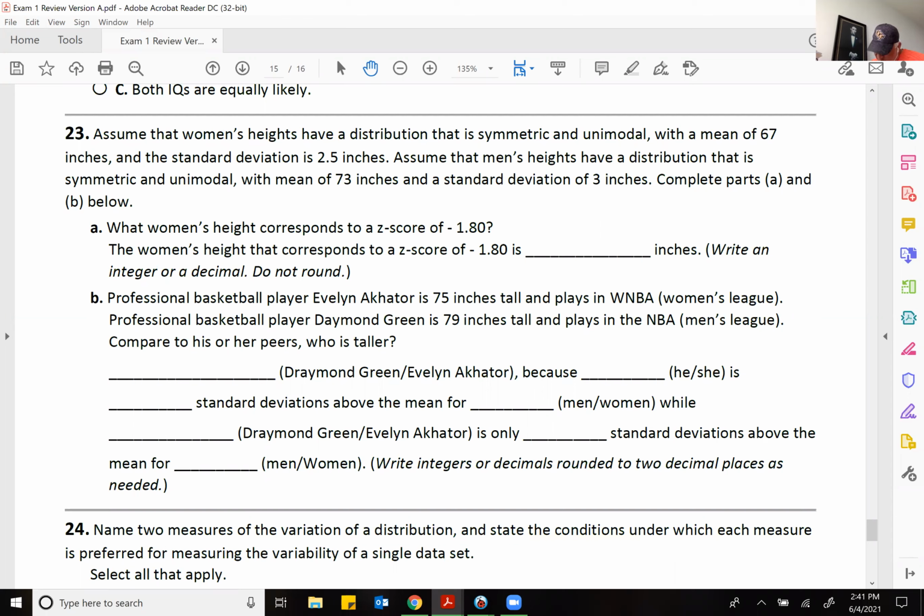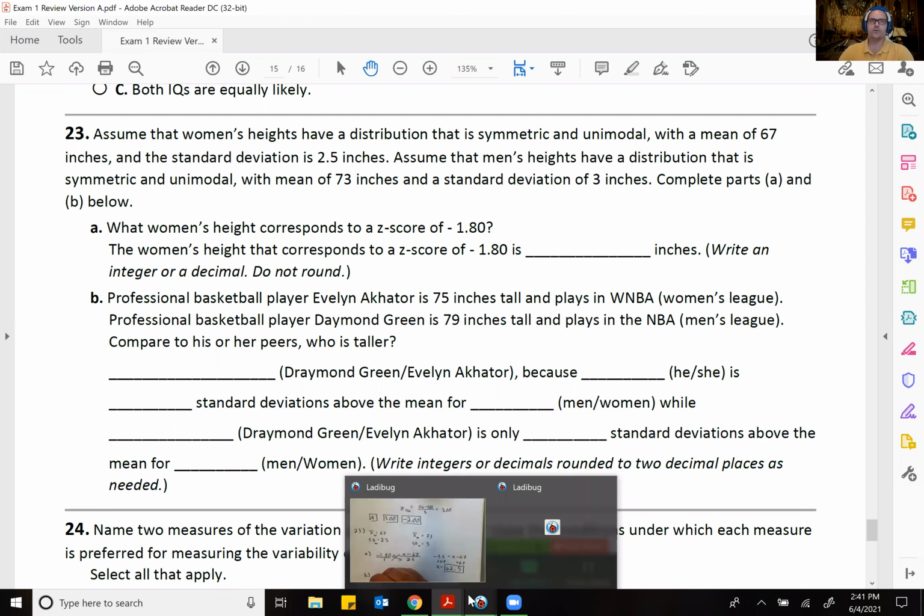So you're saying I need to find standard deviations then. Let's talk through it. What do we need to do? How am I going to find standard deviations? A z-score. We need a z-score. So I need a z-score for the 75, and I need a z-score for the 79.